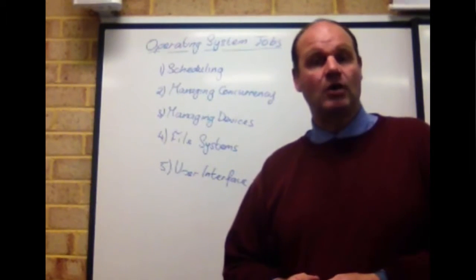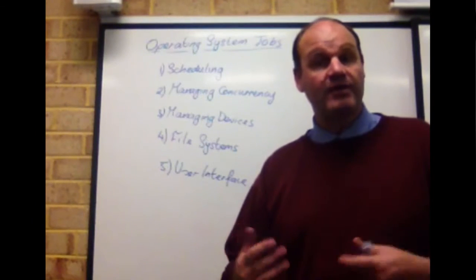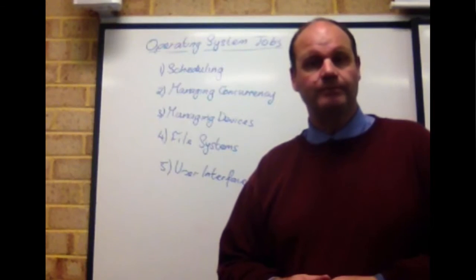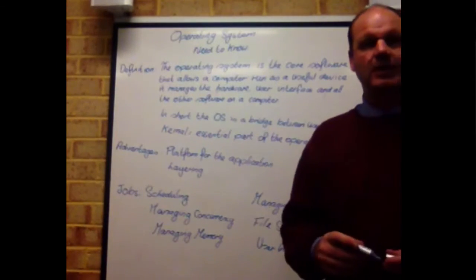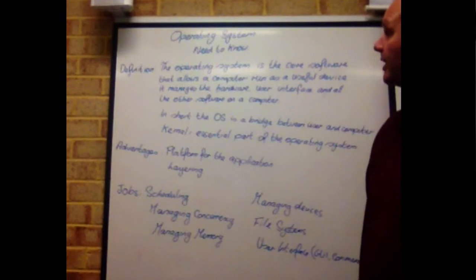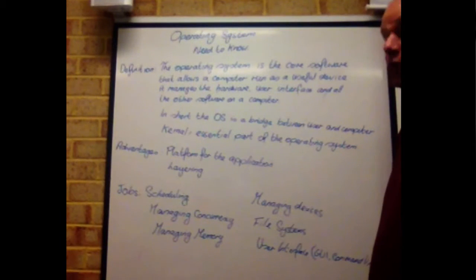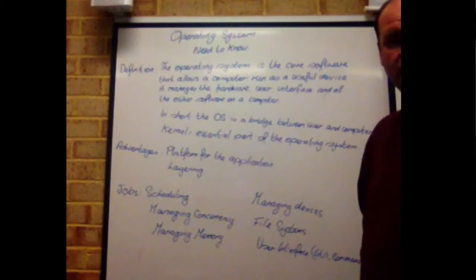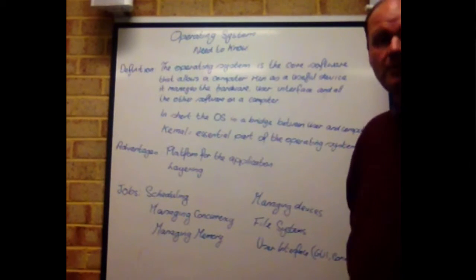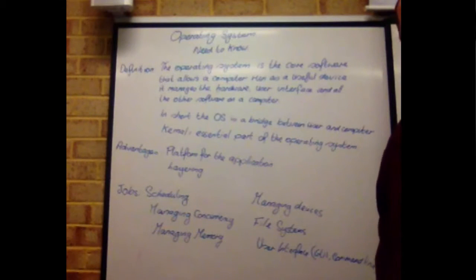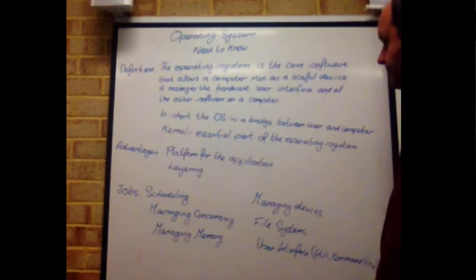So we've come to the end of the software topic. Let's just do a very quick recap as to what you really need to make sure you know. Okay, so it's all there on that whiteboard. So the definition, just to remind you, the operating system is the core software that allows a computer to run as a useful device. It manages the hardware, user interface, and all the other software on a computer. In short, the operating system is a bridge between a user and the computer. And the most essential part of the operating system is called the kernel.